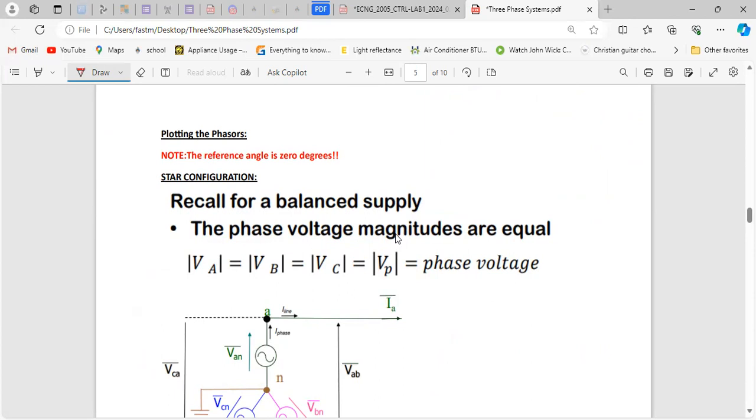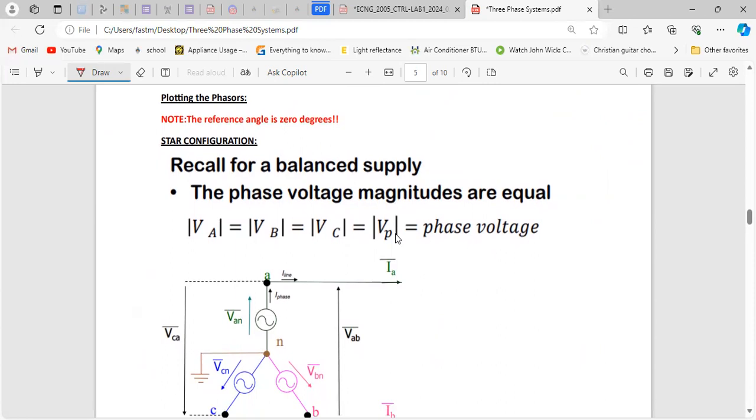Just remember that. For the star, we know that the I line is equal to your I phase. And because it's a balanced supply, your peak voltages will be the same for each phase, so VA, VB and VC are equal to your V phase. They all have the same phase voltage because they're a balanced supply. So just keep that in mind: for a balanced supply, all your phase voltages will be the same, and the peak will be the same.